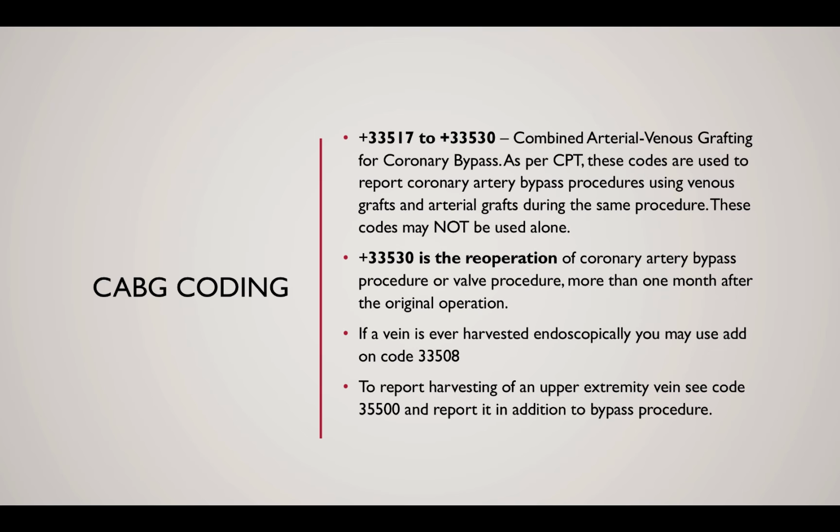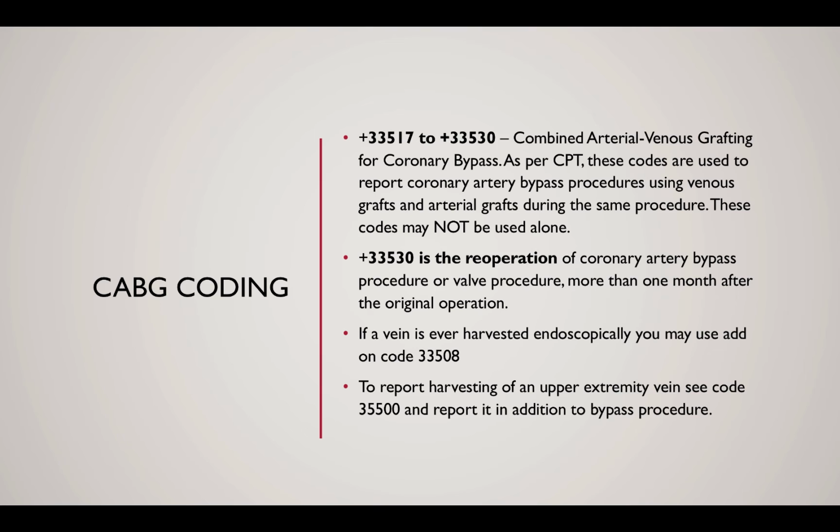Again, 33517 to 33530 are combined arterial venous grafting for coronary bypass. As per CPT, these codes are used to report coronary artery bypass procedures using venous grafts and arterial grafts during the same procedure. These codes may not be used alone, as they are add-on codes.